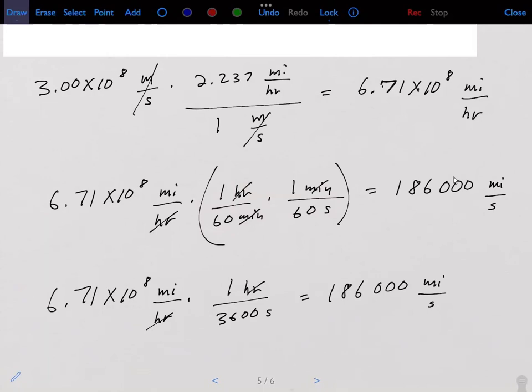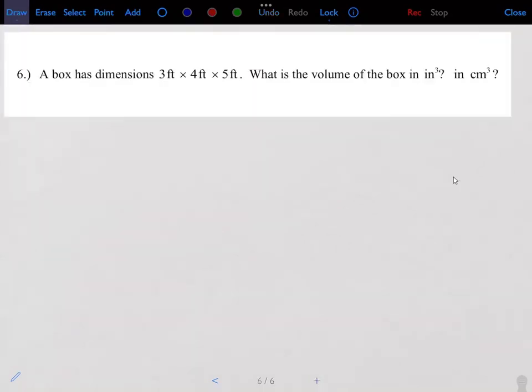Okay, last question. You're told a box has dimensions of 3 feet by 4 feet by 5 feet. What is the volume of the box in inches cubed and in centimeters cubed? Okay, so first of all, the volume of a box in general is going to be length times width times height. And we're told the length is 3 feet, the width is 4 feet, and the height is 5 feet.